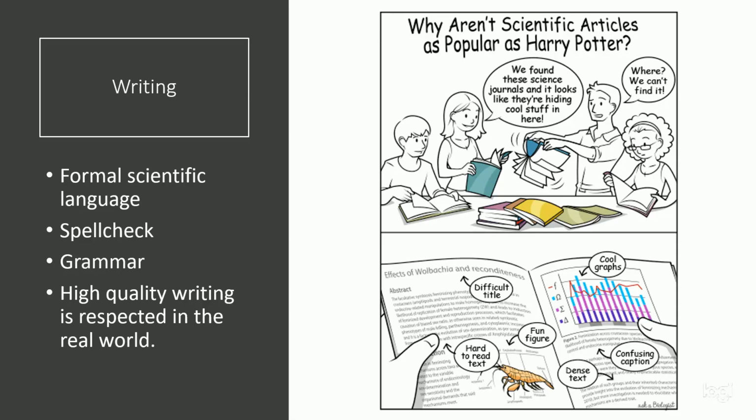All right, this is a scientific-based class, so you need to write in formal scientific language. Make sure you're checking your spelling, check your grammar. High-quality writing is respected in the real world. Think about the times that you read something that was not written very well and the subconscious judgments that you made about those people. You don't want to be looked at as the person who can't write. It's a skill. It can be developed. It takes work and perseverance, but you can get there.